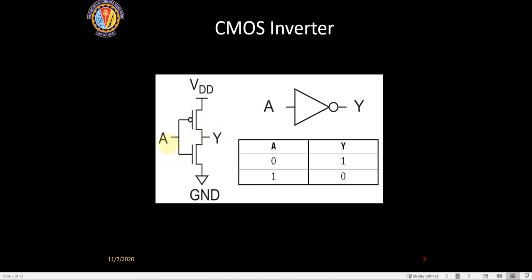Similarly, when A is 1, this transistor is off and this is on. So if this is off and this is on, the Y node gets connected to the ground, so you have a 0 out here. This is the symbol of an inverter, which we all know, which we have done in our labs also.